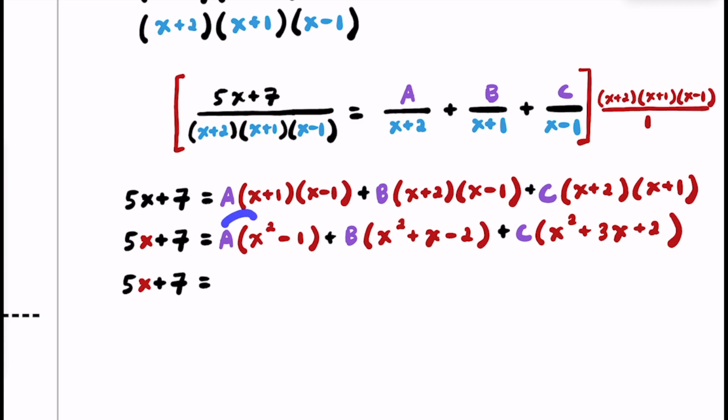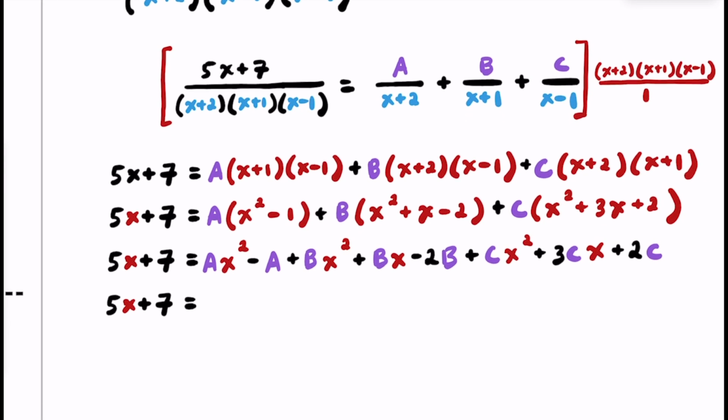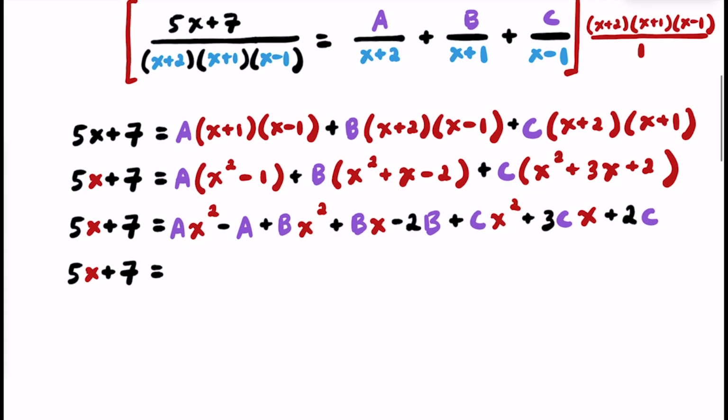Let's go ahead and distribute this a to both terms, this b to all 3 of these terms, and the c to all 3 of these terms. All right, so now that we distributed, let's go ahead and organize the right side a little bit in terms of their degrees. So on the left side, we still have this 5x plus 7.